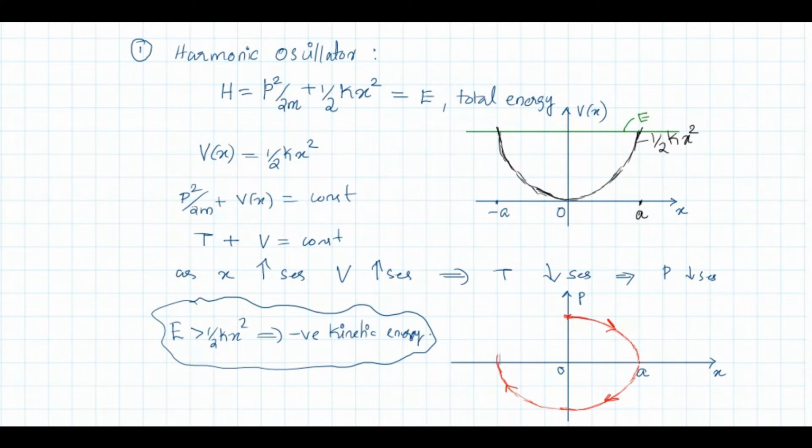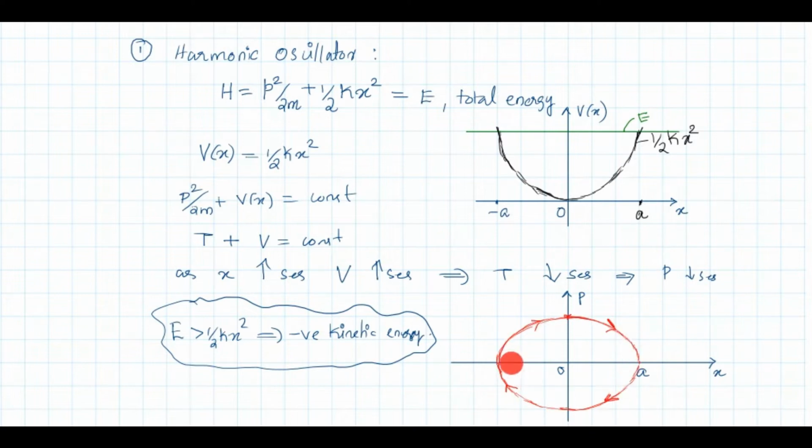Its momentum is positive and it goes on increasing up to x equal to 0. Its value goes on increasing, and the maximum value is at x equal to 0 because the minimum potential energy corresponds to maximum kinetic energy and maximum momentum. And beyond that point, its kinetic energy decreases. Again it reaches 0 at x equal to A. So the phase space trajectory will be something like this.